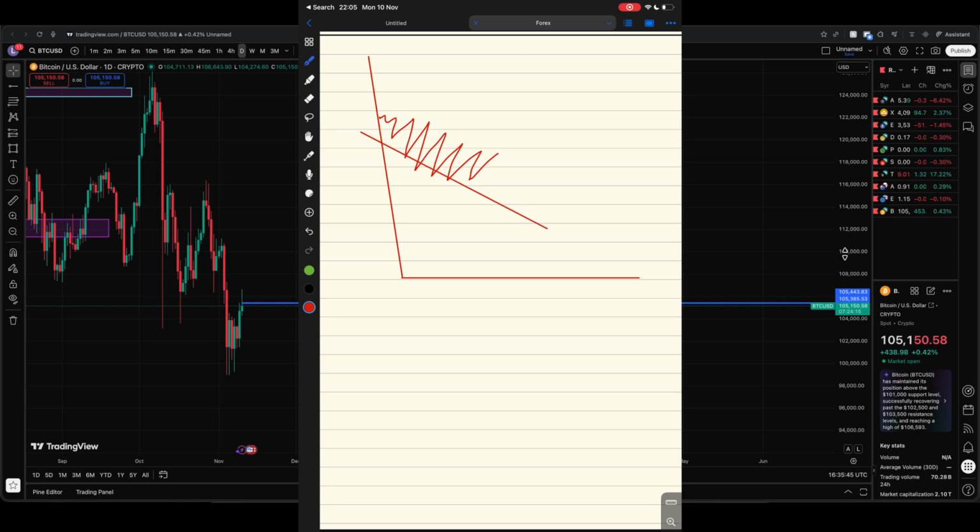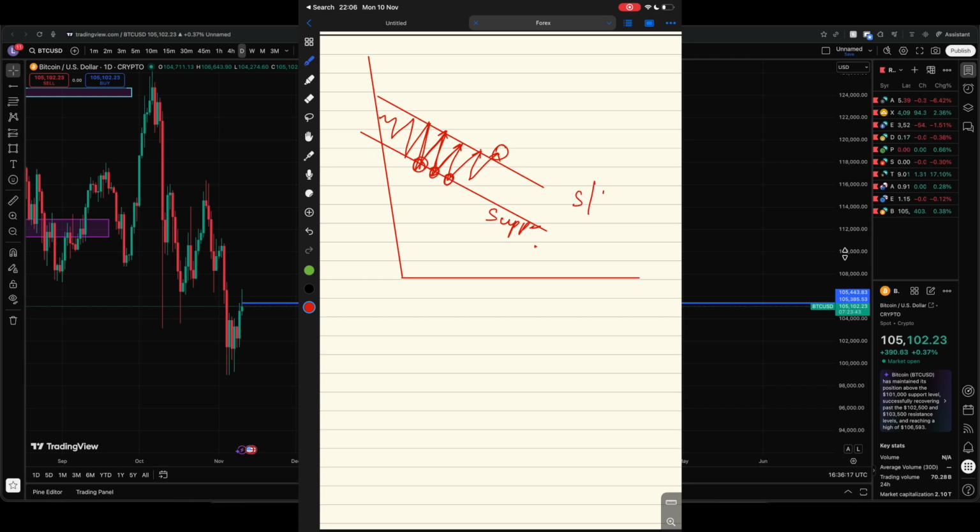So let's say price is going like this. So this line here is called the support line. Price comes here and then bounces back in this direction, then comes back here, bounces back again, then comes back here, bounces back, and then comes back here and bounces back in this direction.